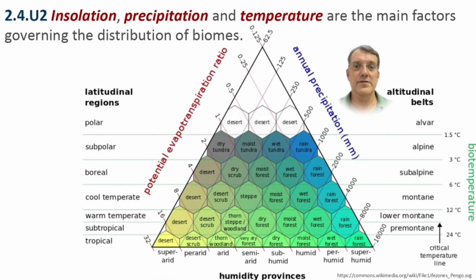This triangular diagram shows how the interaction of temperature, precipitation, and evapotranspiration determines which biome will develop in which location. Moving up the diagram represents increased moisture, while moving right represents increases in temperature. Each combination of these factors creates conditions that are suited for a specific biome type.